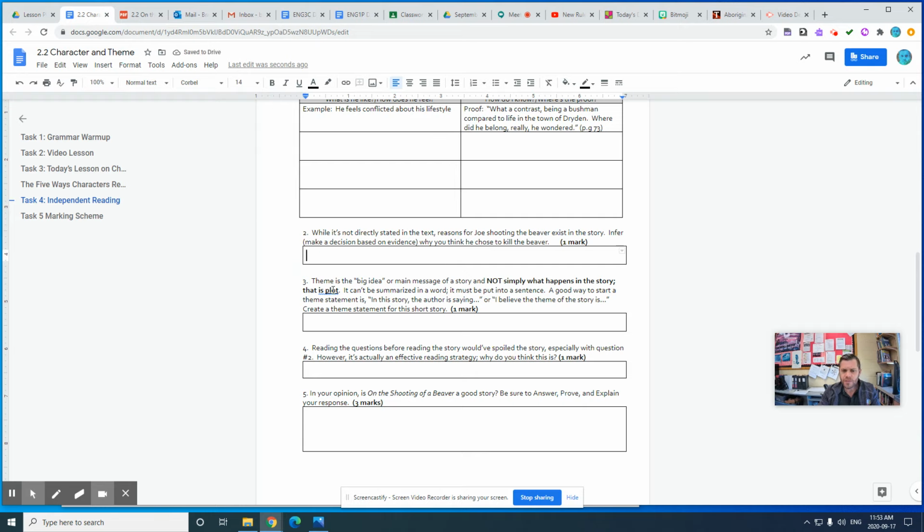3 is theme. This is really important. Theme is the main message of a story and not simply what happens, that is plot. A good way to start a theme statement is by saying, in the story, the author is saying, or I believe the theme of the story is, and I want you to create a theme statement for this story. So what I believe the theme of the story is, and then what is it trying to teach us about life?